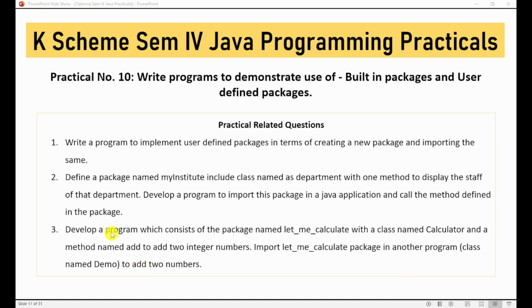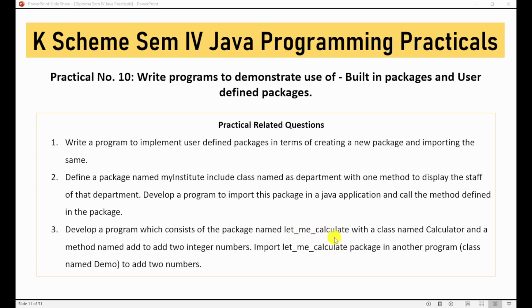Now the next question is: develop a program which consists of a package named letmecalculate with a class named calculator and a method named add to add two integer numbers. Import the letmecalculate package in another program, that is, we have to import it into a class named demo. So demo will be our main class to add two numbers. So again this program is regarding user defined packages, because we have to create our own package which is given as letmecalculate.